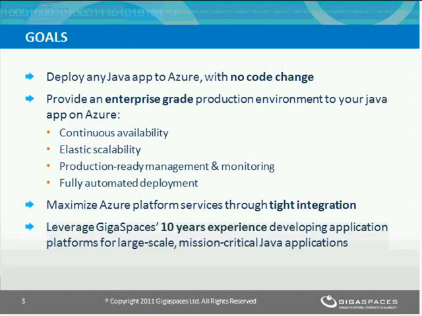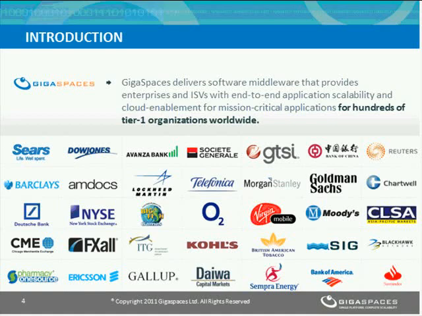What we have been doing at Gigaspaces for the last 10 years is delivering a best-in-class elastic application platform that provides Tier 1 enterprises and ISVs with end-to-end scalability and SaaS enablement designed for mission-critical applications. In a way, I can say that we provided cloud-enabling technology for distributed virtualized environments much before cloud was even termed as cloud.